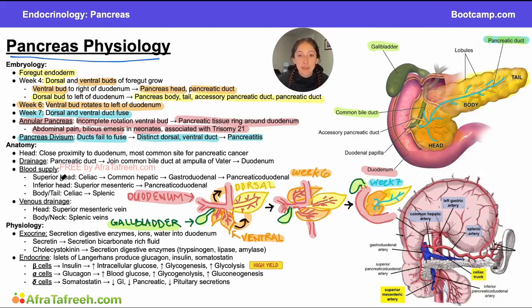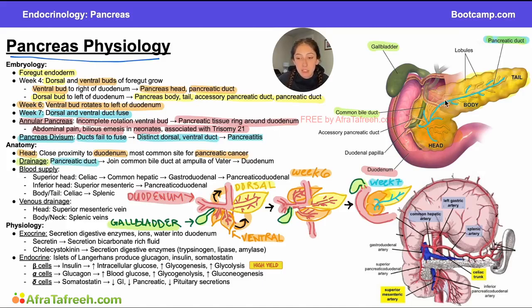Now that we've talked about the embryology of our pancreas, let's get into some anatomy. The head of the pancreas over here is in close proximity to the duodenum. It's the most common site for pancreatic cancer, so that is going to be helpful for you to know. It also is important to remember that if we have a pancreatic cancer in the head of the pancreas, it can also obstruct the duodenum.